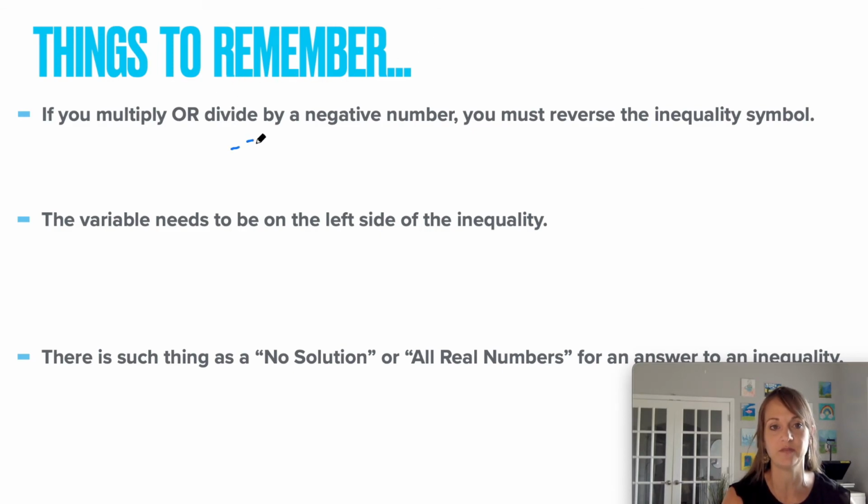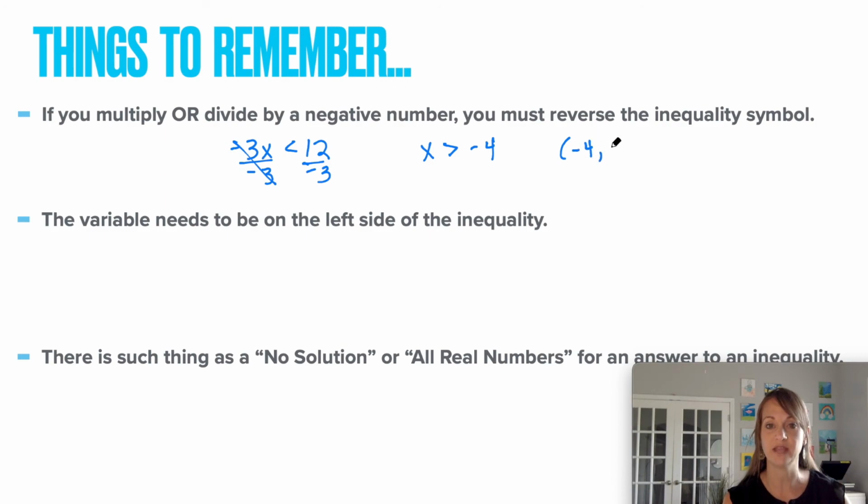So for example, if we were to want to solve this inequality, in order to solve for x, we would need to divide both sides by -3. And whenever we divide by a negative, the inequality actually flips from a less than to a greater than sign to get -4. And then if you would write this in interval notation, it would be everything from -4 to infinity. It is a parenthesis, not a bracket, because it did not include -4.